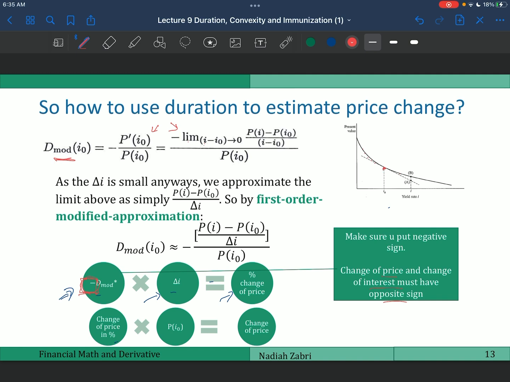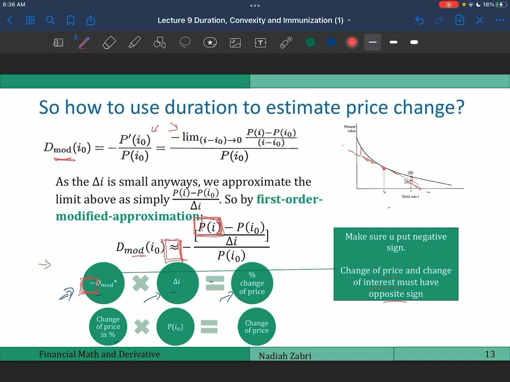However, when we are using this Macaulay duration to do this first order approximation, we are allowing the i to be slightly further away from the i naught. So that is why it is an approximation, because this part is not super accurate if we want to extend it to an adjacent i that is not right on top of the original i naught. By using this modified duration as the approximation of price change, we are actually assuming the new price is approximated using this tangent line. And if you see, the tangent line is very close to the curve if the i is sufficiently near to the i naught, but when it gets further away, the gap will be more significant.